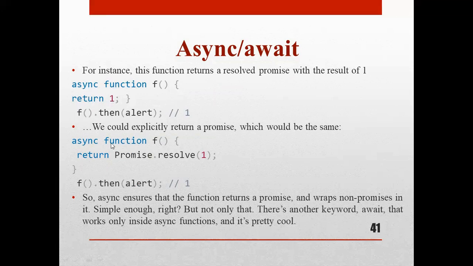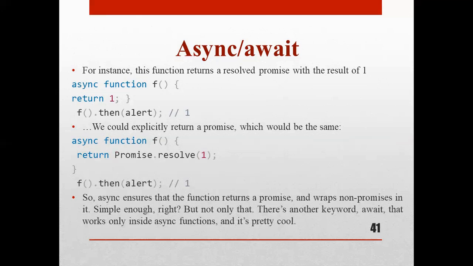Here we could explicitly return a promise. You can see async function f, then the body contains return Promise.resolve(1), then close that body, and call that function f.then(alert). So this will print 1. Okay, so async ensures that the function returns a promise and wraps non-promises in it.